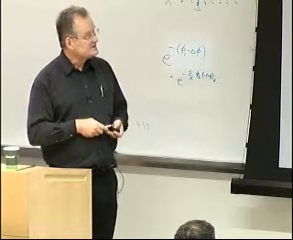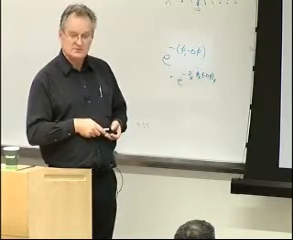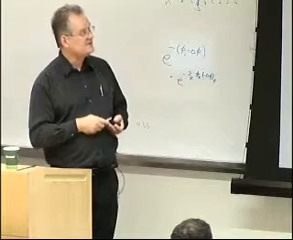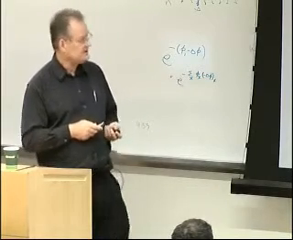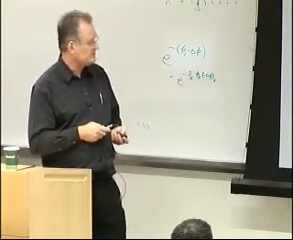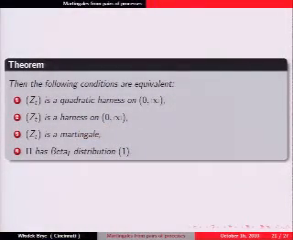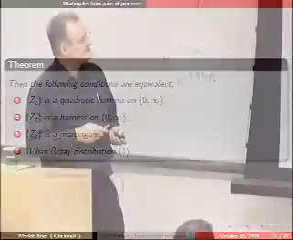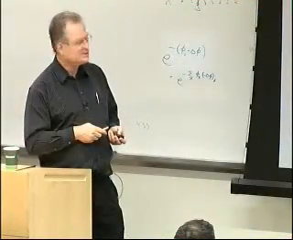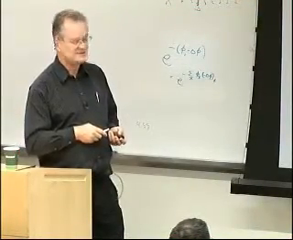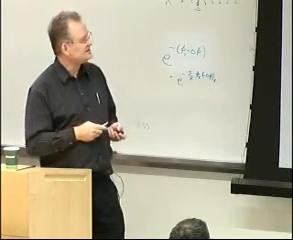Then by construction, this process is time invertible because I use the same formulas, the time inverses of the formulas here and there. So actually this is a time invertible process. And then I can sort of prove a great theorem that says, well, the following conditions are equivalent. Zt is a quadratic harness on 0 infinity. That's what I want to get, really.